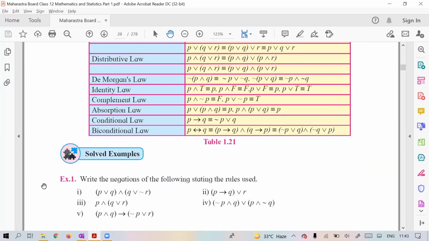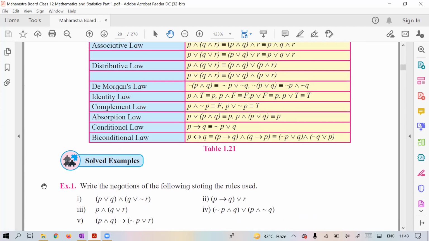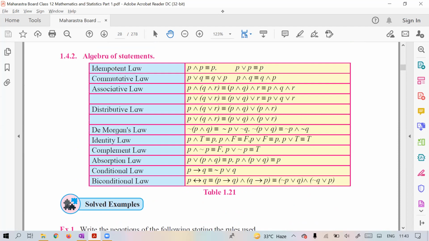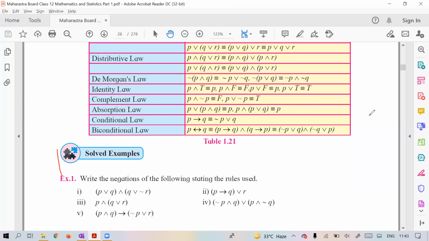So come here. The first example is: write the negations of the following, stating the rule used. These are the rules, the algebra of statements. Using these rules, we have to write the negation of this statement. One by one, let's start.